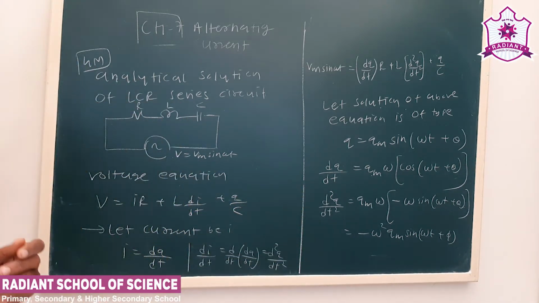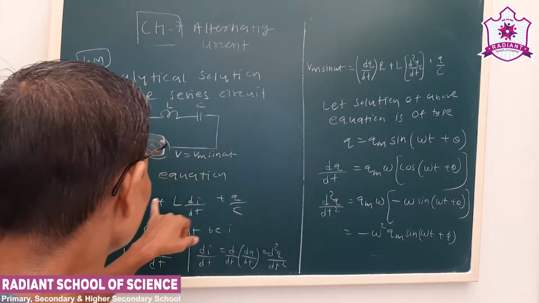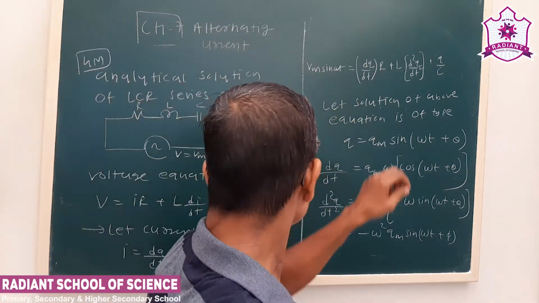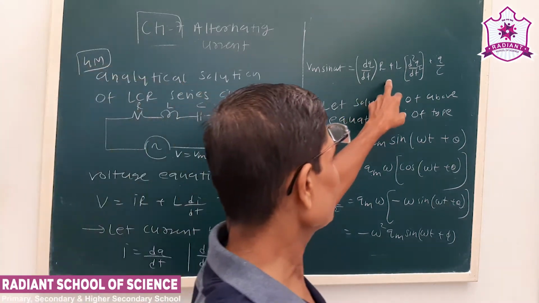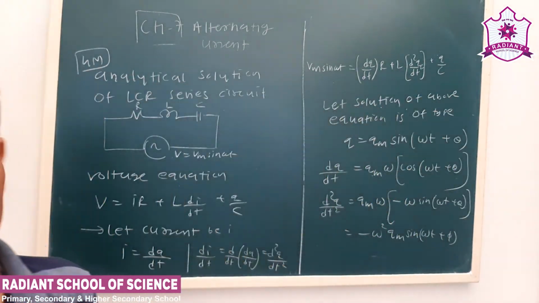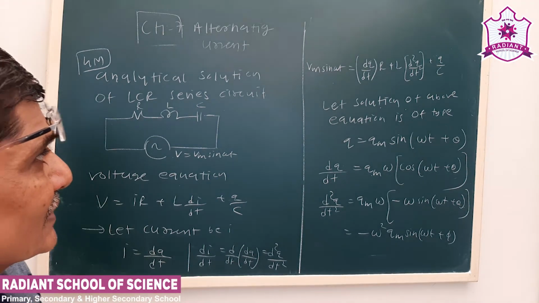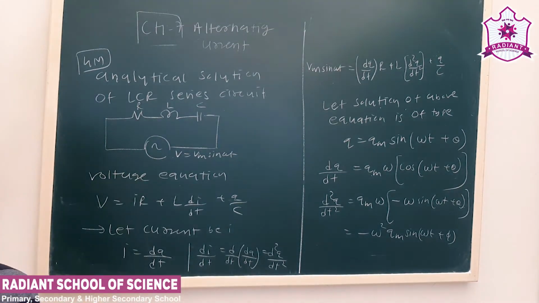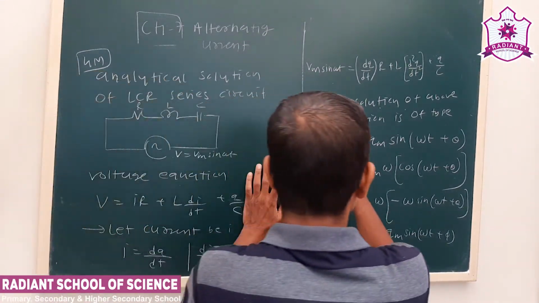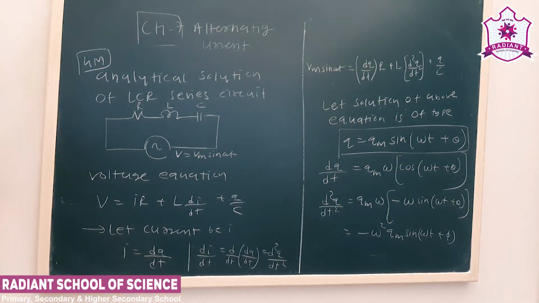So our equation will be a differential equation of the charge, that is V equals Vm sin omega t equals R into dq by dt plus L d square q by dt square plus q by C. Now this is the differential equation of charge in the LCR series circuit. Sine is a periodic function, that is known to us. Let us say the solution of the equation is also of a similar type. Let us say q is equal to qm sin(omega t plus phi).